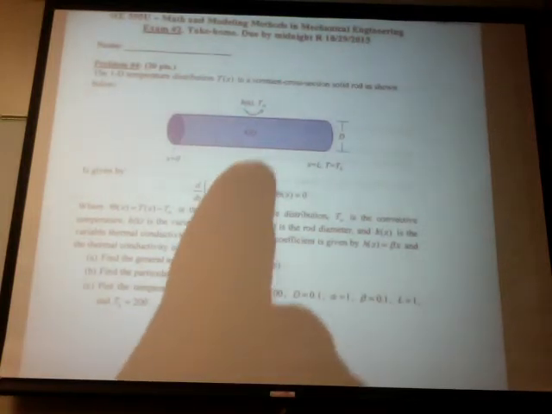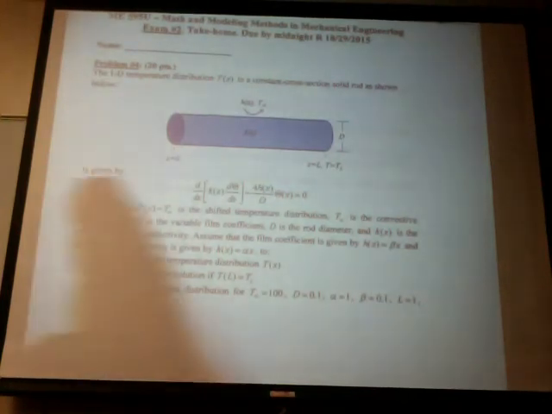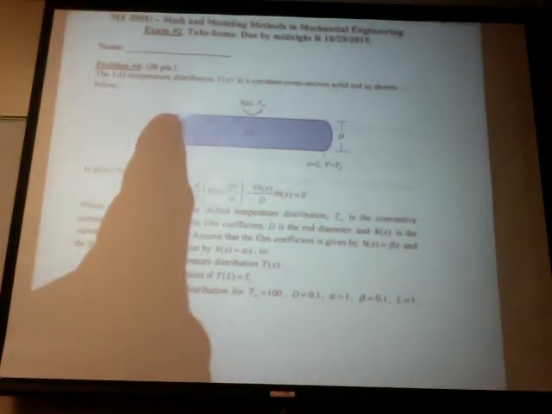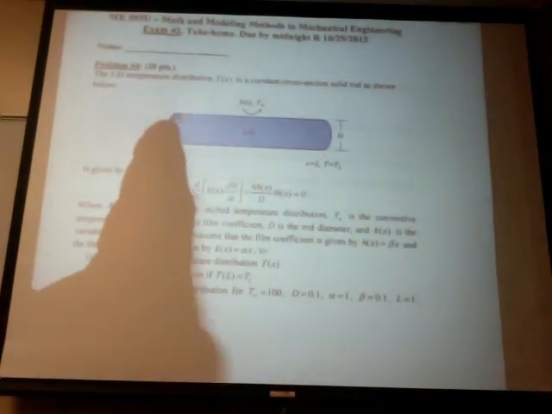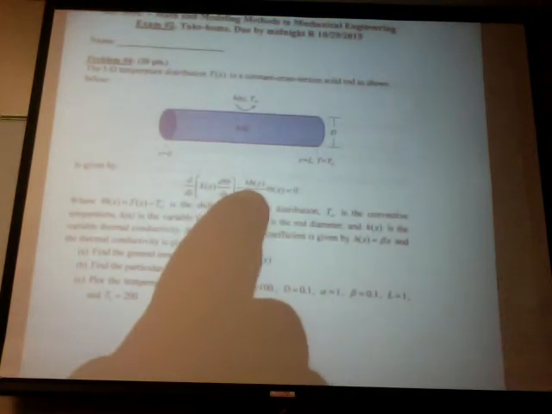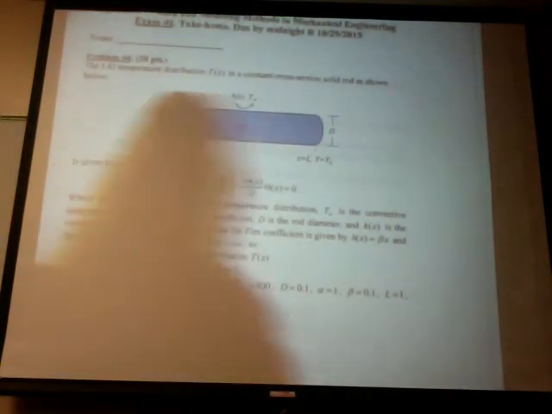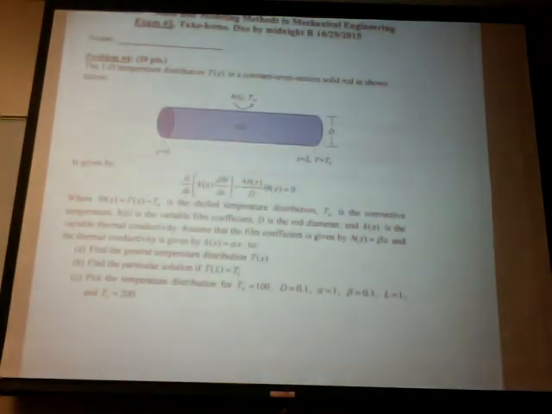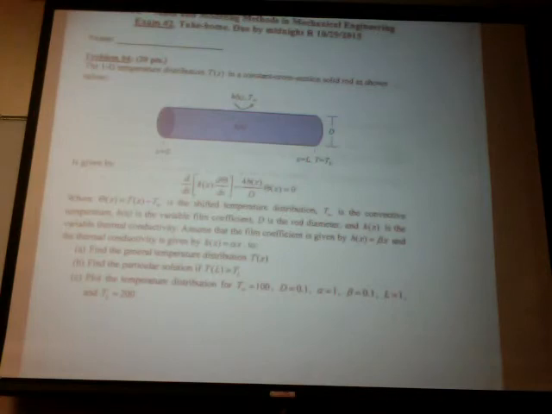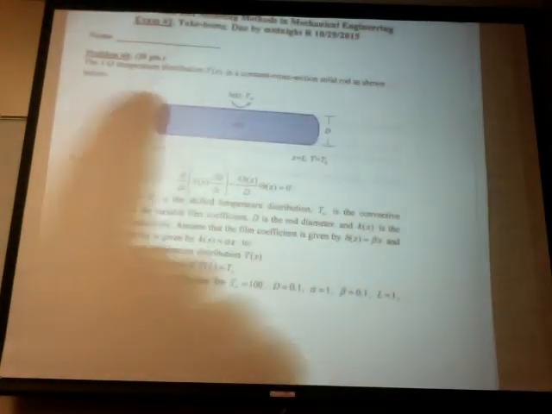It just happens that this fin, the conductivity, is a function of space. So this is a functionally graded material with low conductivity at the base and high conductivity at the tip. And also the film coefficient is a function of x, which happens to be also low at the base, high at the tip. It might be that the fluid that is circulating around this fin is actually at high speeds at the tip and at low speeds at the base.